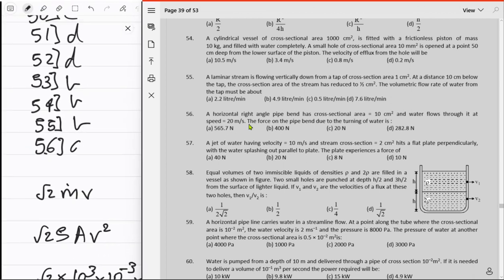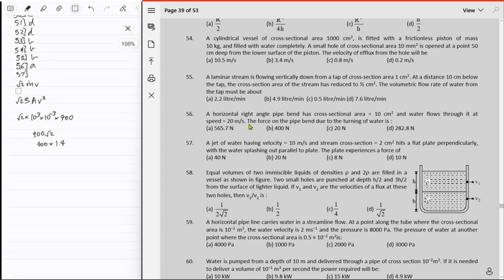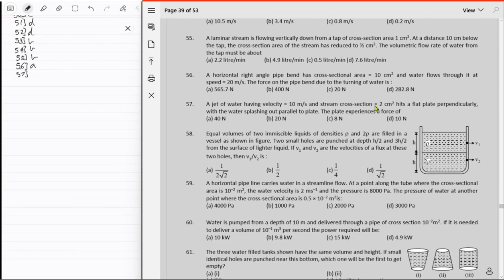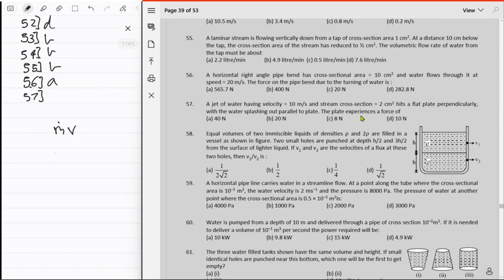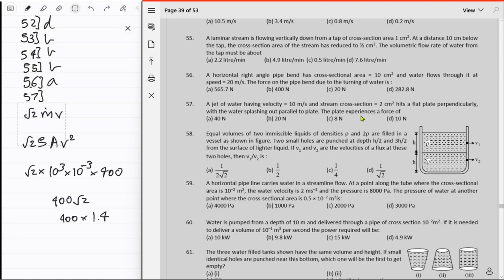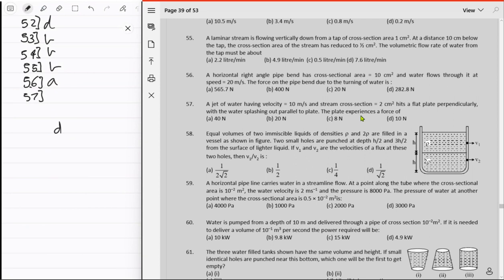Next question. 57. A jet of water having some velocity and stream cross section equal to 2 centimeter square hits a flat plate perpendicularly with the water splashing out parallel to the plate. So it completely loses its vertical velocity. The plate experiences a force of, oh, okay, yeah. So this loses the force. So it is m dot v, right? So dm times v. Okay, that's the thing. It's dp upon dt. That's the force. So just m dot times v, of course.